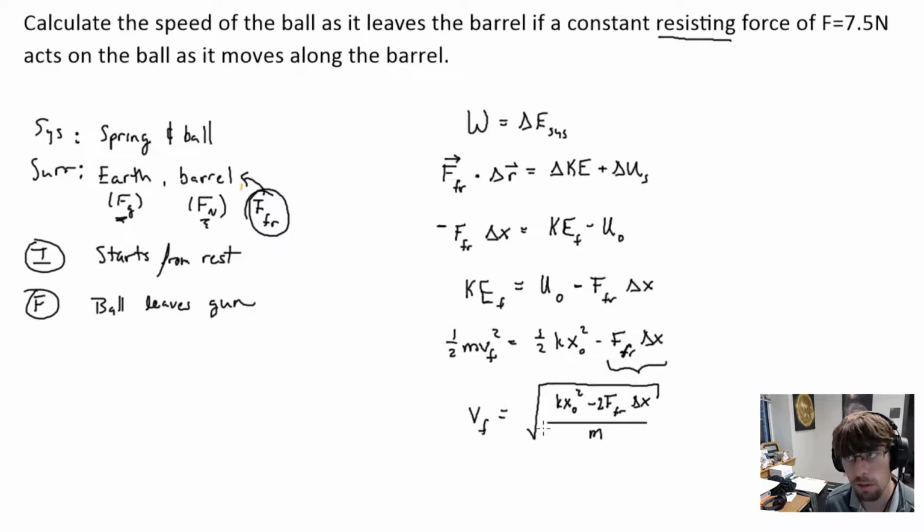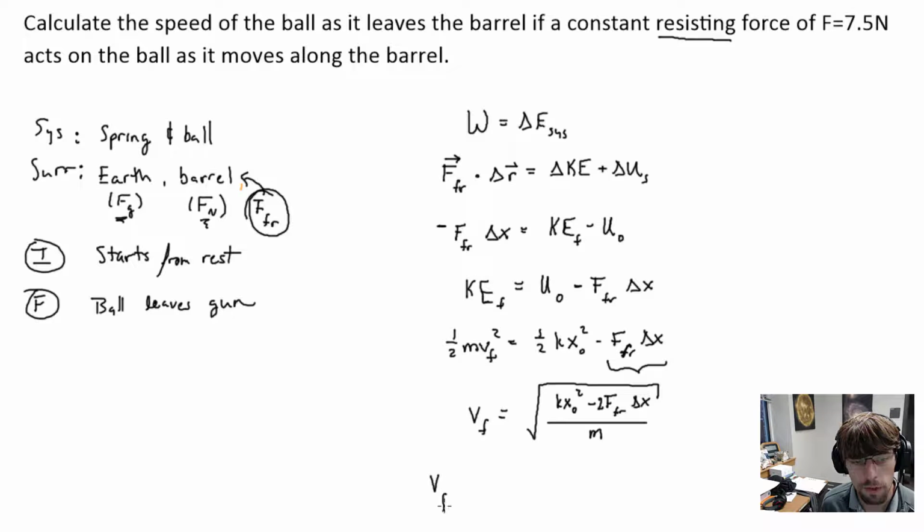So there's now my expression. Keep in mind, delta x is, again, the length that the ball travels in the barrel. Okay. Now subbing in numbers. Let's go ahead and take a gander here. Of course, we're given the value of the frictional force. So we are off and rolling.